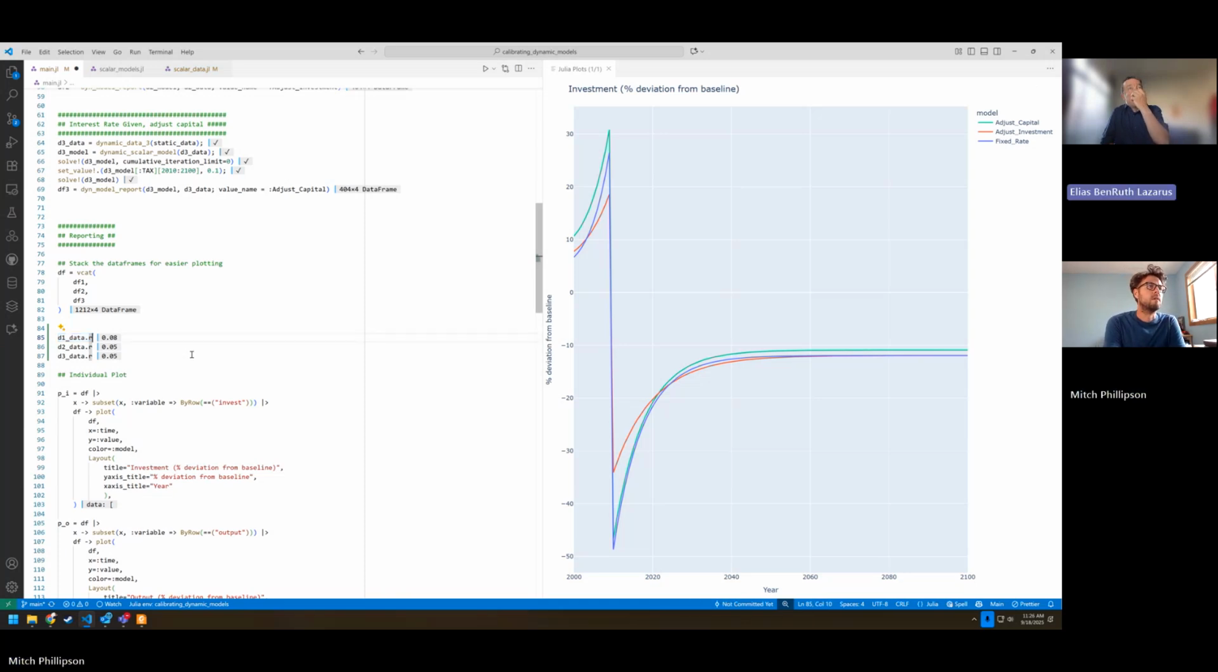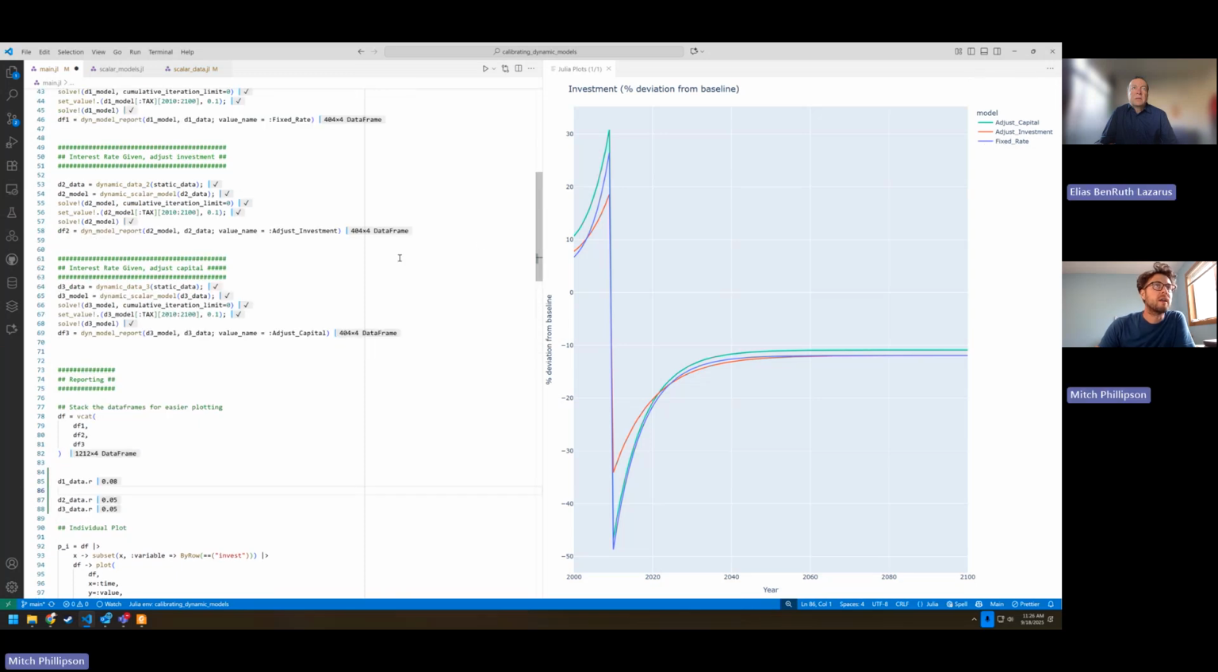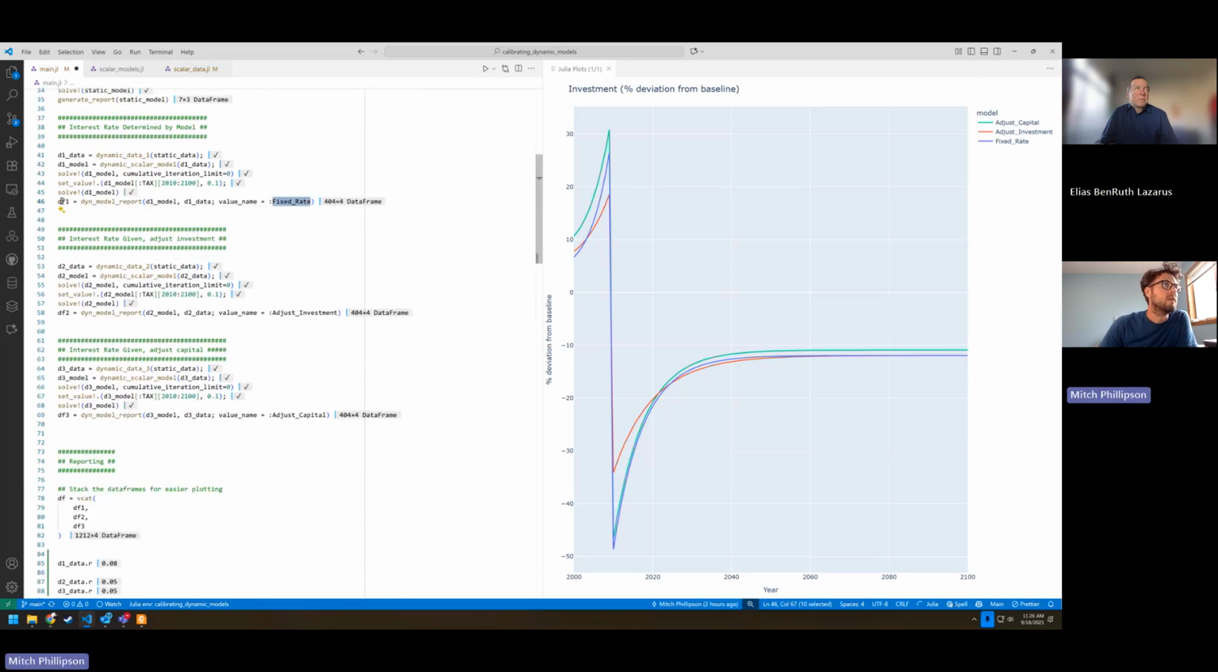Which one is which? So is D3 the fixed rate? Uh, we don't know. D1 is the fixed rate. D1 is the fixed rate. Yep, I could actually just look right here. DF1 is fixed rate. Right. That would be smart, right? It's one way to do it. This is where you adjust investment. This is where you adjust capital. So 3 is capital. Yeah.